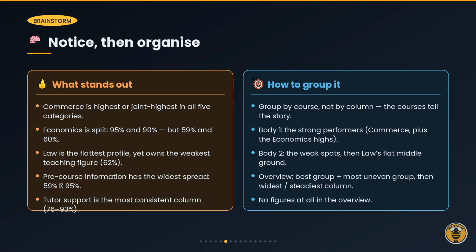On the right, how to group it. Group by course, not by column, because the courses tell the story. Body 1, the strong performers. Body 2, the weak spots and law's flat middle ground.